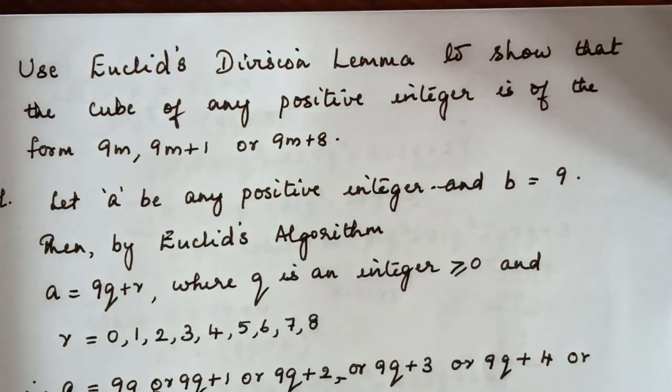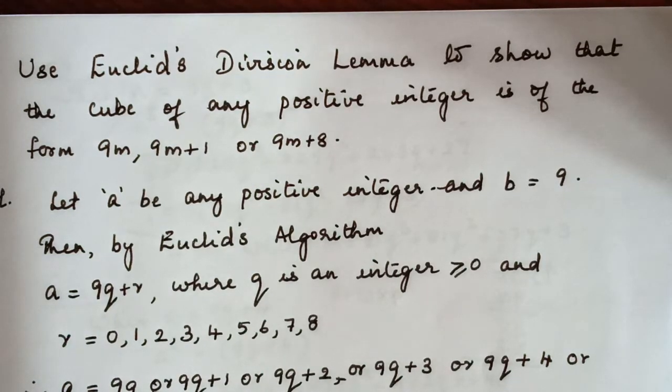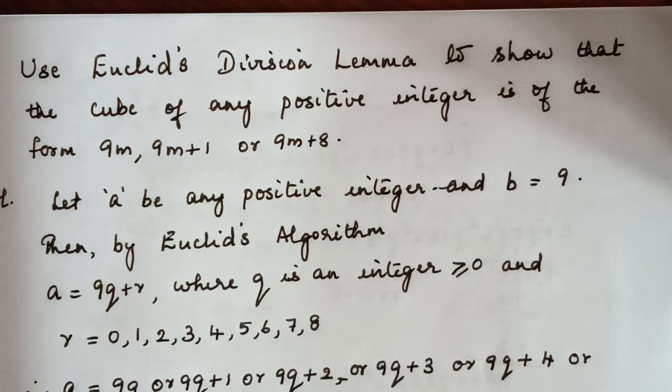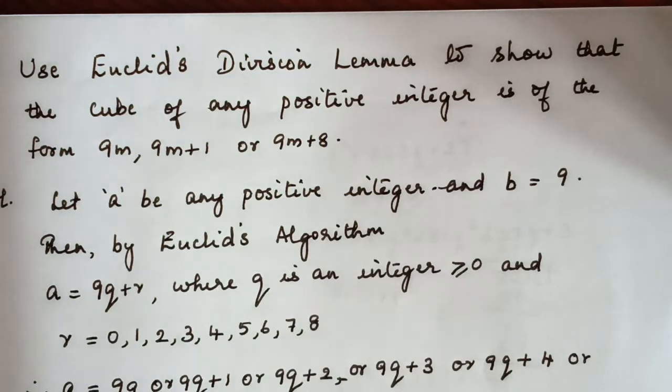Welcome all. Today we will see some of the properties of numbers using Euclid's division lemma. This video is just a continuation of real numbers part 6. Here we have one question. Use Euclid's division lemma to show that the cube of any positive integer is of the form 9m plus 1 or 9m plus 8. This is a textbook question and the question is very important also.